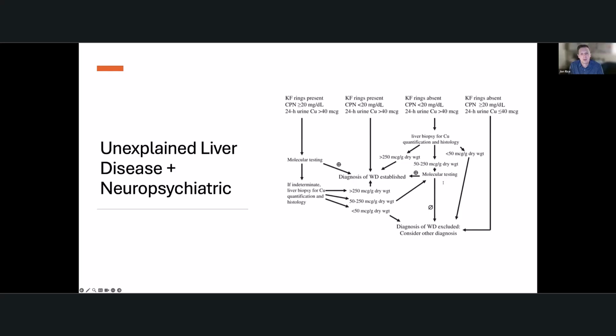But as you can see here, while this looks complicated, this more or less states that a biopsy is needed for most patients, the quantification, and then using molecular testing if it's indeterminate or low to then decide if the diagnosis is made either by copper quantification or molecular testing. So KF rings, ceruloplasmin, 24-hour copper, and then biopsy or molecular testing are how you're going to get to the diagnosis here.